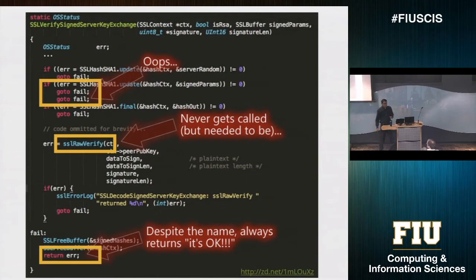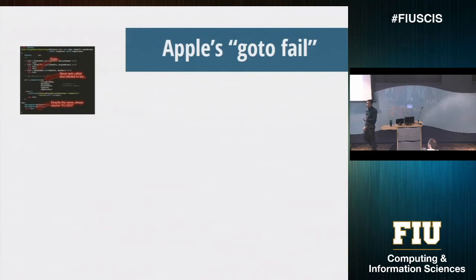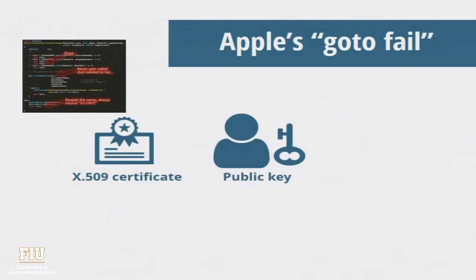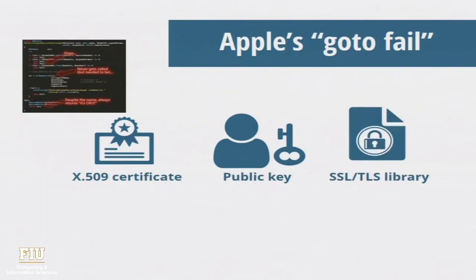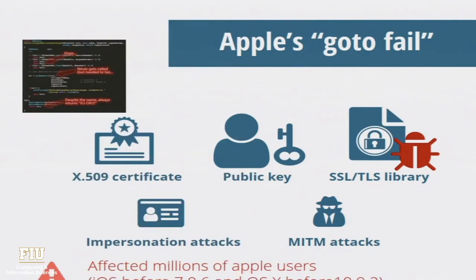This was implemented in Apple's TLS implementation, which is also known as Apple's goto fail, right? The TLS protocol utilizes digital certificates to authenticate that a public key belongs to a certain entity, and TLS libraries often provide an implementation for this validation logic. Now, if there is a bug like the one that we've seen, it can lead to impersonation attacks as well as man-in-the-middle attacks. And millions of users were affected when it was discovered back in 2014.